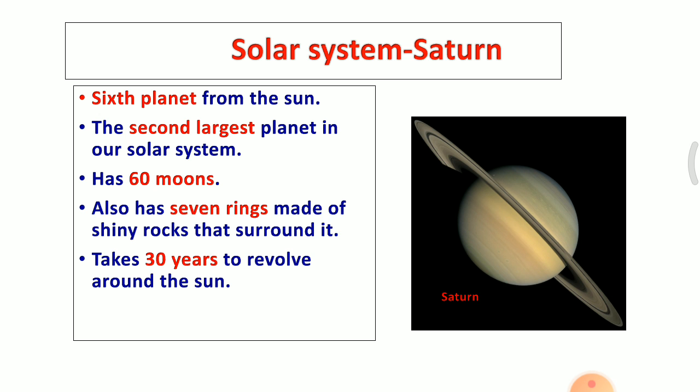Look at the image. It has rings around the planet. They are made up of shiny rock, and it has 60 moons. It is the second largest planet in the solar system and also the sixth planet from the sun. It takes 30 years to revolve around the sun.